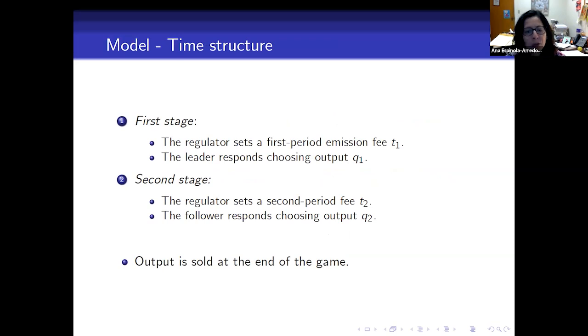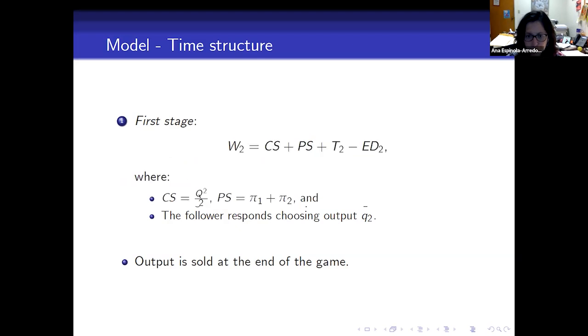In terms of the time structure of the game that we will analyze, we will examine a two-stage game. In the first stage, the regulator will set a first period emission fee, T1, and the leader responds by choosing an output level. In the second stage, the regulator again will set a second period fee, and the follower responds by choosing the output level Q2. The output is sold at the end of the game, which is a main characteristic of a Stackelberg game. Notice that here I am presenting you the first best. Then we will explore different ways to set the emission fee.